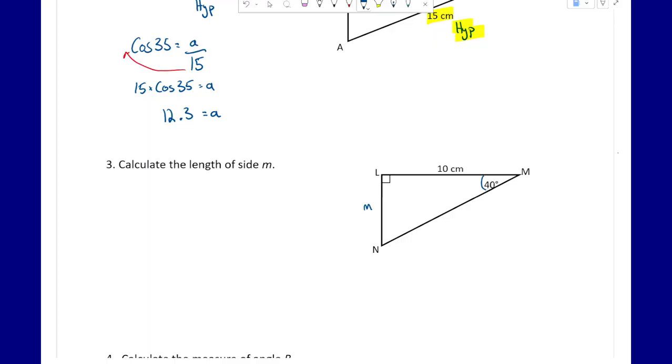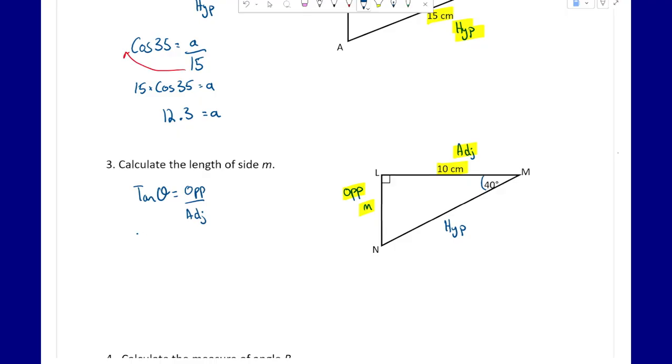We do have to label our 3 sides. Across from the 90 is the hypotenuse. Across from the angle is the opposite. And the remaining one is the adjacent. In this case, we are dealing with O and A. So O and A is tan. So again, tan theta equals opposite over adjacent.